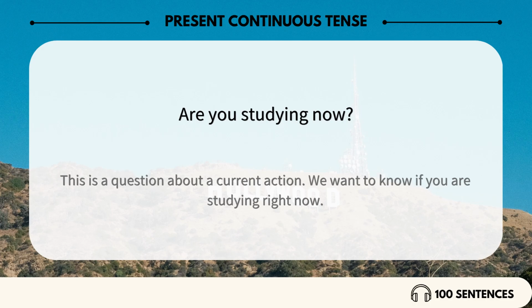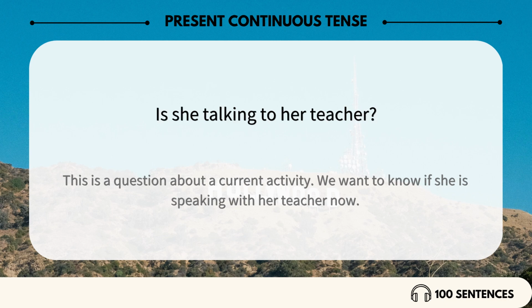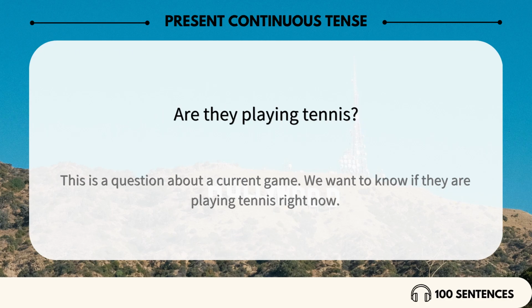Are you studying now? This is a question about a current action. We want to know if you are studying right now. Is she talking to her teacher? This is a question about a current activity. We want to know if she is speaking with her teacher now. Are they playing tennis? This is a question about a current game. We want to know if they are playing tennis right now.